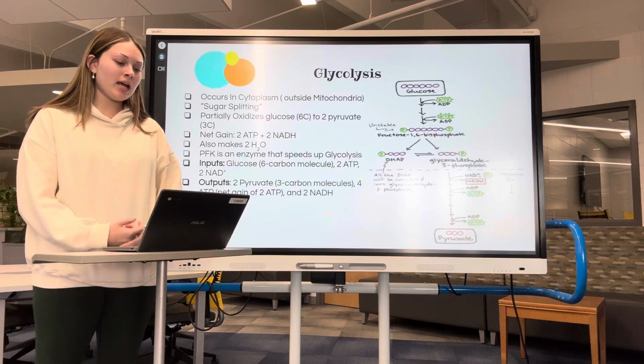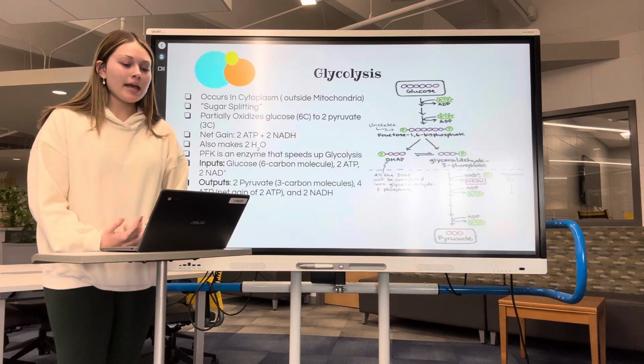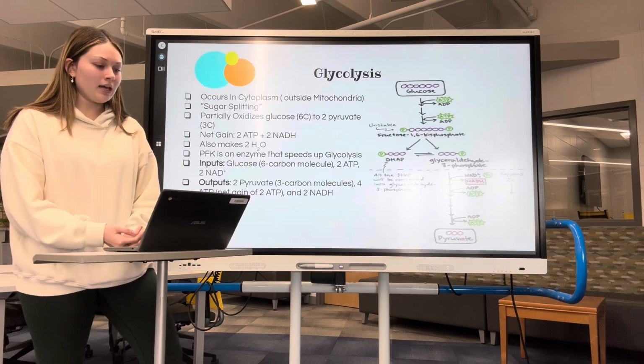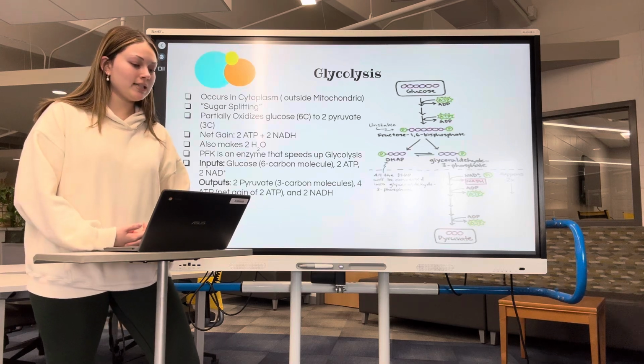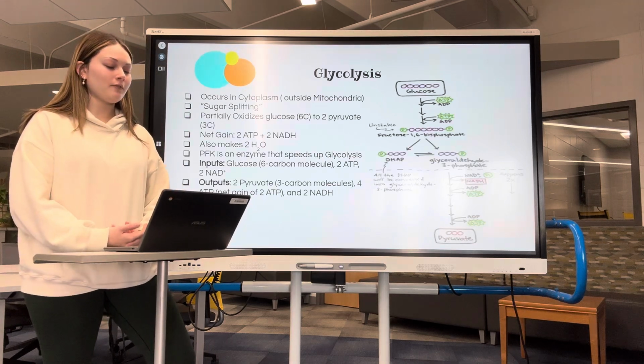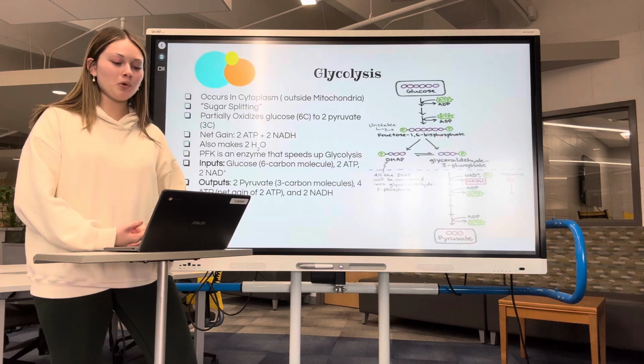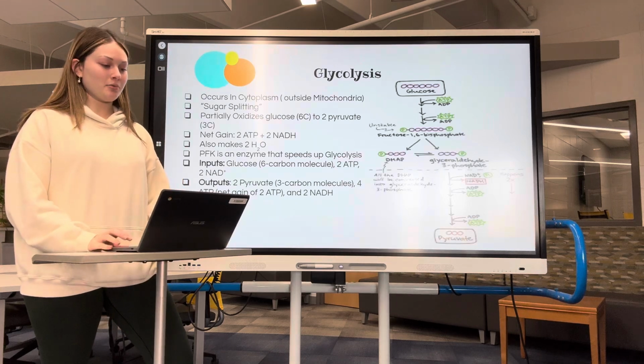into 3PG and then turned into 2PG. H2O is then released and PEP is made. PEP donates a P to ADP to produce 2 more ATP through substrate level phosphorylation. 2 pyruvate are made through this process.